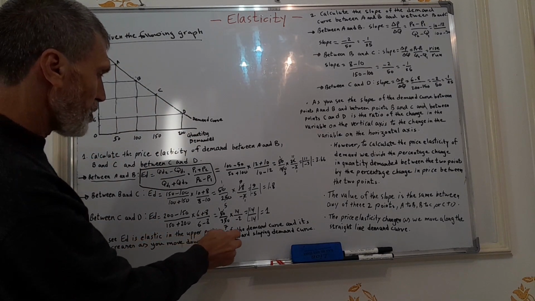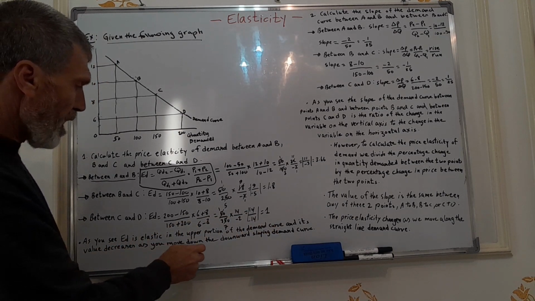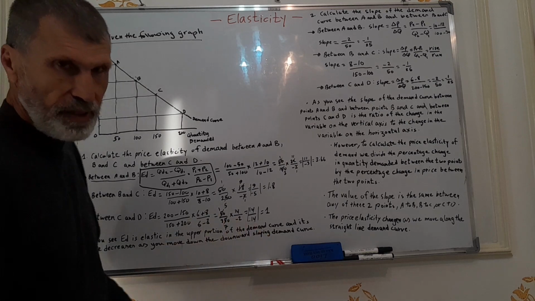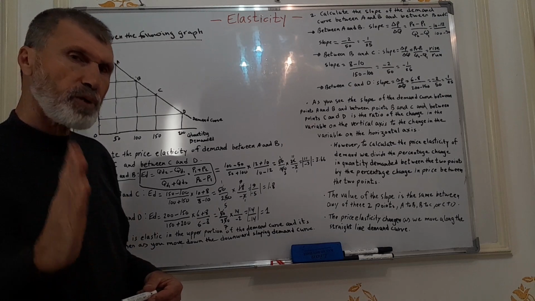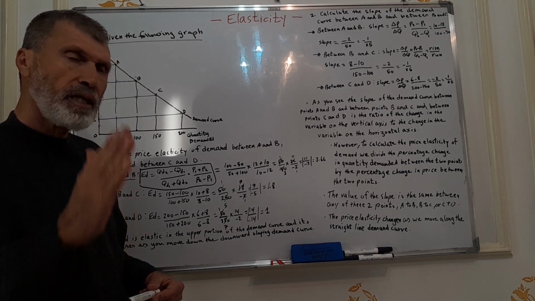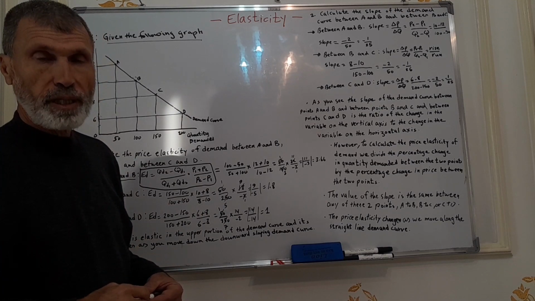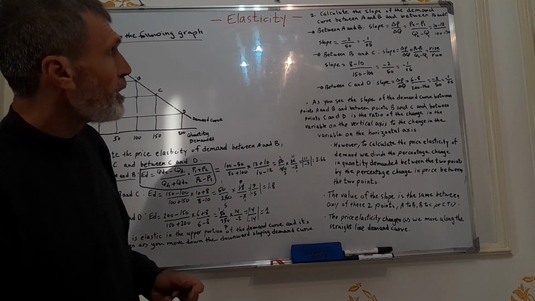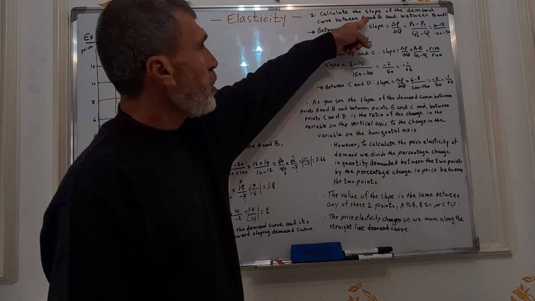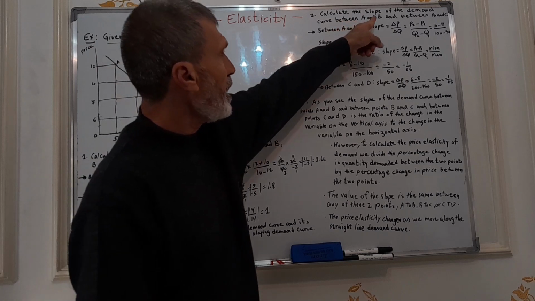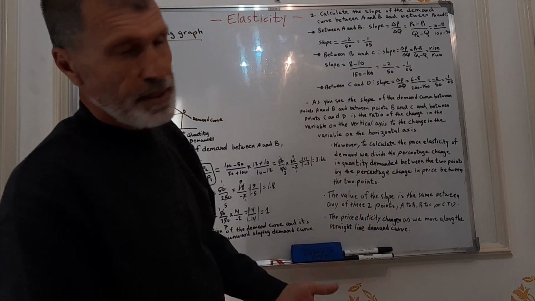In the upper portion of the demand curve, and its value decreases as you move down the downward sloping demand curve. This we will see later on when we discuss the price elasticity of demand along a straight line, a downward sloping demand curve. Now, part 2 of the question says, calculate the slope of the demand curve between A and B, and between B and C, and also between C and D.